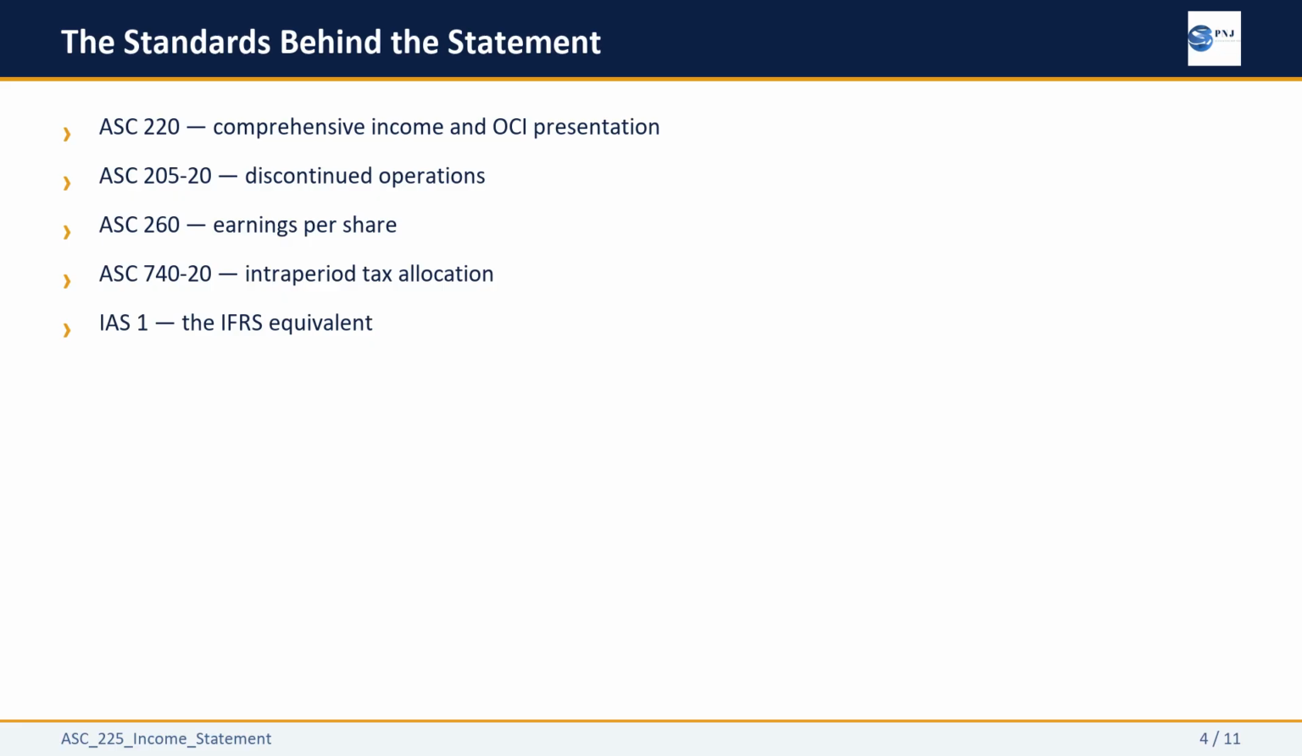Several standards work together to define what must appear on the face of the income statement versus in the notes. ASC 220 governs how comprehensive income and other comprehensive income are presented. ASC 205 defines discontinued operations and requires them to be separated from continuing operations. ASC 260 governs earnings per share disclosure for public entities. And ASC 740 governs how total income tax expense is allocated across different parts of the statement. You will become very familiar with all of these throughout this course.